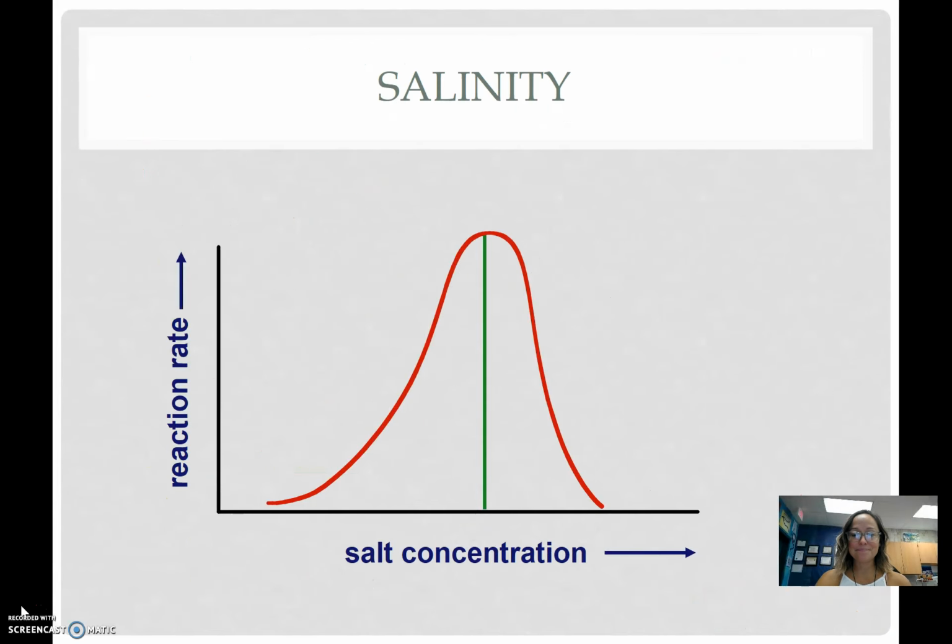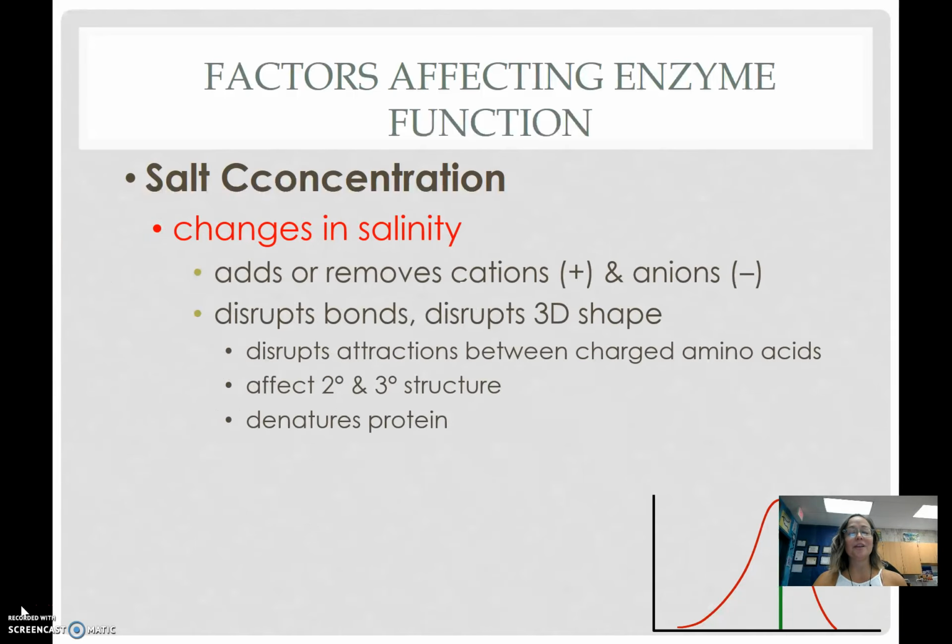All right. So another factor affecting enzymes is salinity. In salinity, we're looking at salt concentration. And this is the same principle as with pH, a change in charge. Ions, cations or anions, interfere with those ionic bonds and hydrogen bonds, disrupting the overall interactions between the amino acids forming that secondary and tertiary structure. It can lead to disruption of that protein shape and denaturing it.